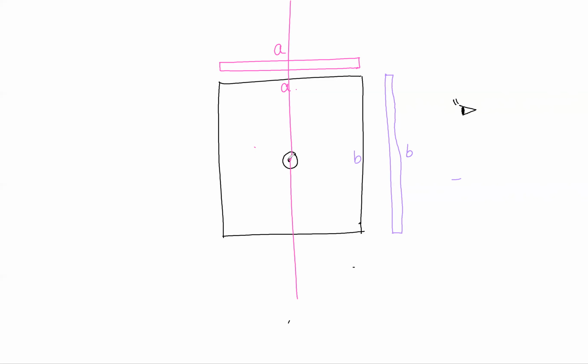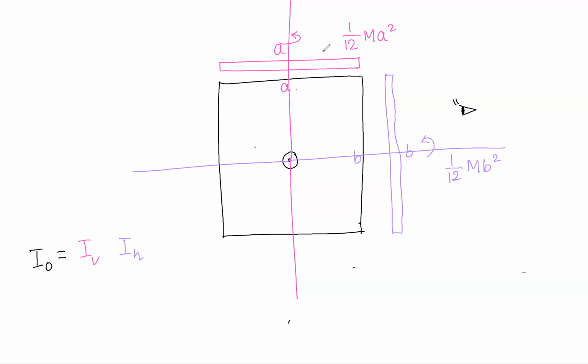Understand? It is equal to the moment of inertia about the vertical axis plus the moment of inertia about the horizontal axis. For the vertical axis, it is a rod, so the moment of inertia about the vertical axis is 1 by 12 m a square. For the horizontal axis, follow the direction of rotation like I've shown, that is equal to 1 by 12 m into b square. So what is the moment of inertia of my total plate? It is the moment of inertia about the vertical axis plus the moment of inertia about the horizontal axis. Both of them put together, you will get your value.